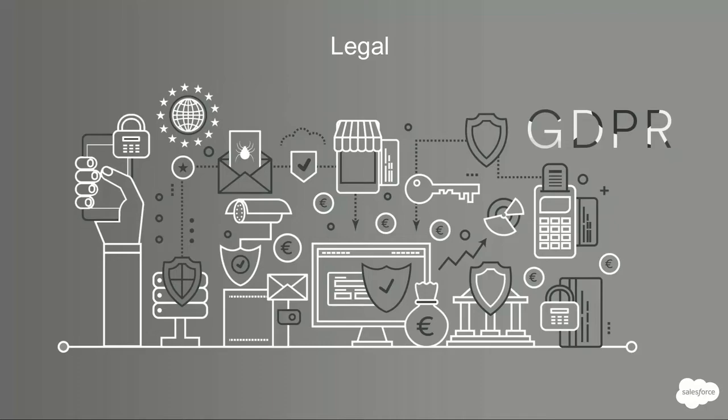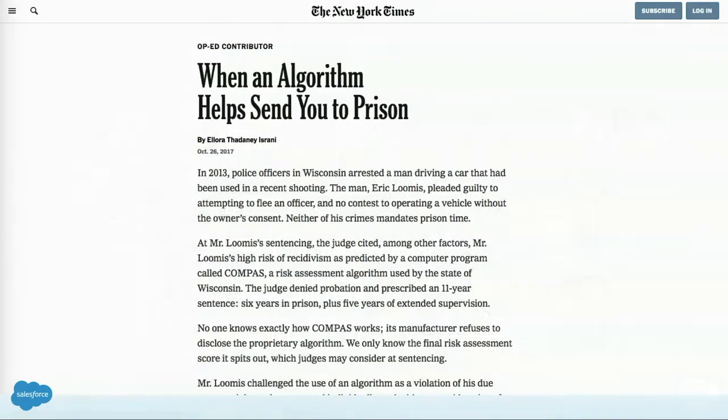And just to reiterate this, here's another example. Some states, such as Wisconsin, now use third-party software that is based on machine learning to assess whether a defendant is at risk of committing another crime in the future. So in this case, a man committed 2 minor crimes that didn't mandate any prison time. However, based on this risk assessment algorithm, the judge decided to sentence this man to prison for 11 years.